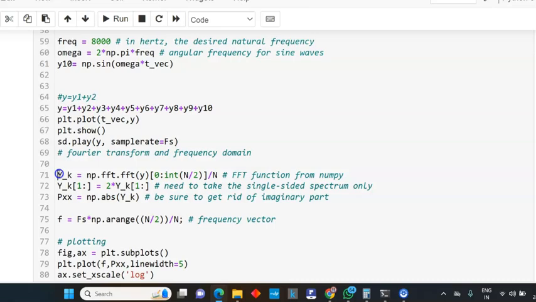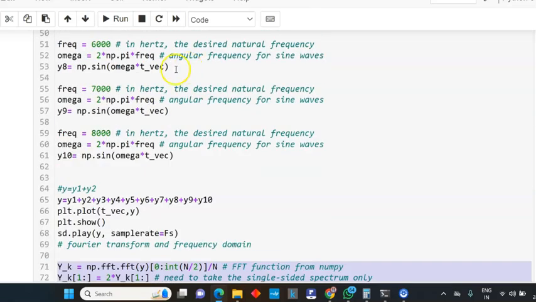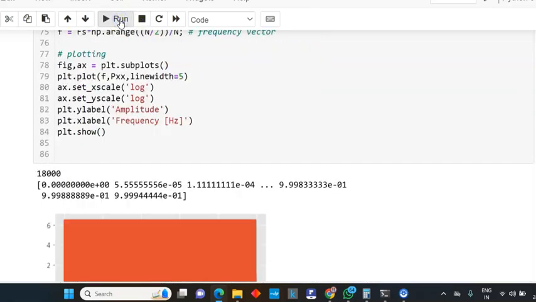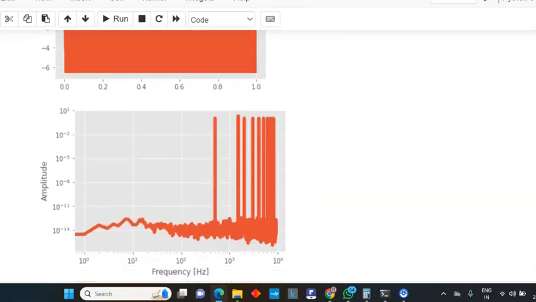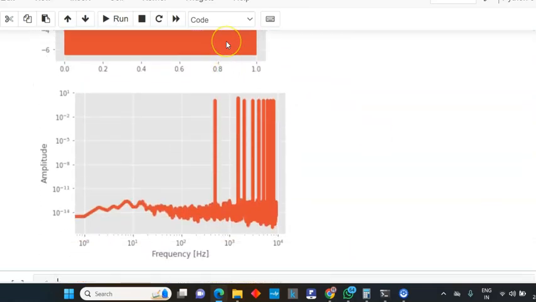Next, we are finding out the FFT using this, right? So FFT using this, then we are plotting this, okay? So let's plot now. So this is the time domain signal, and because we are taking it for 1 second, it is an 8,000 kilohertz, it is very dense, and you don't see any sinusoidal waveform here.